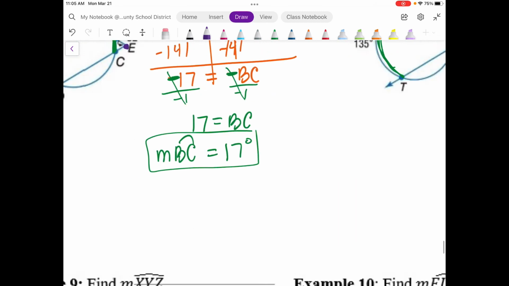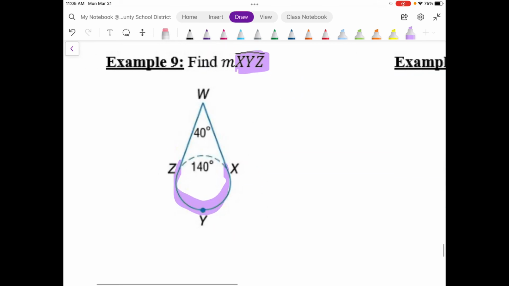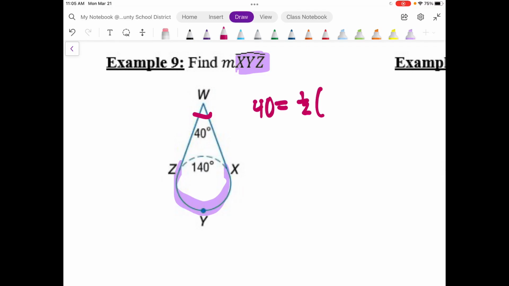Two more examples here. This time I'm looking for the furthest away angle, XYZ. XYZ is the outside part. So set it up the same way, right? We have the little one, 40, is equal to 1/2. The furthest away is the one I'm looking for. So XYZ minus the closest one is 140.